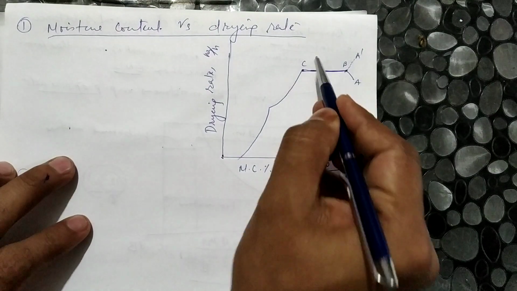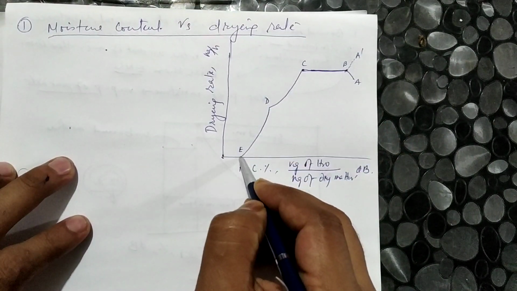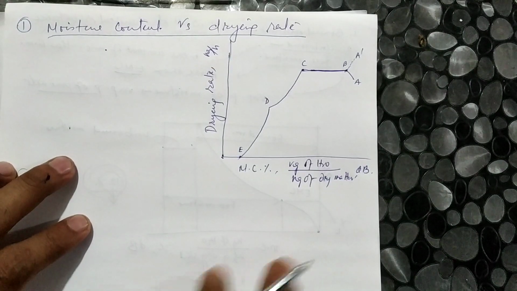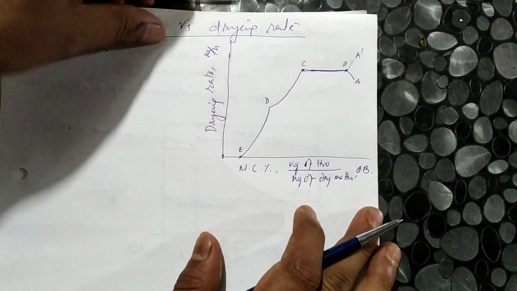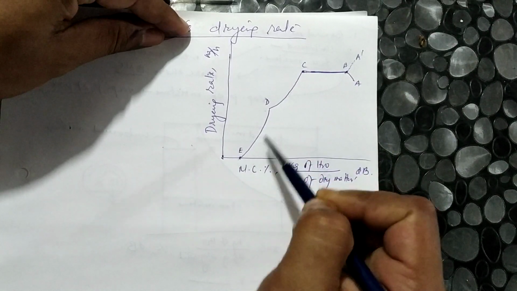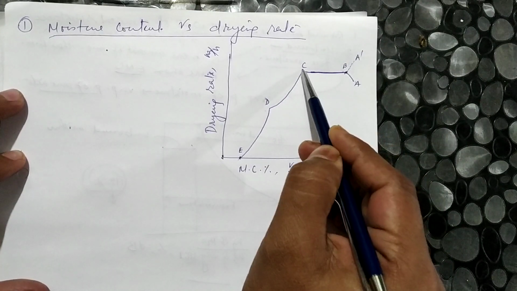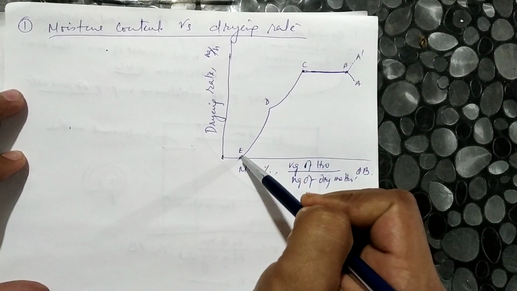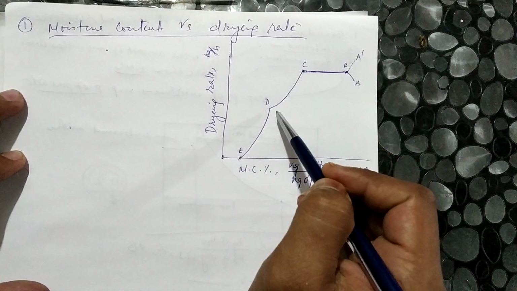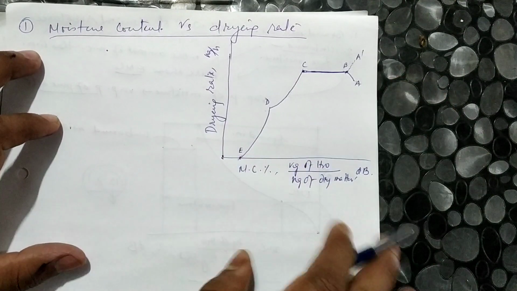This is C, this is your D, this is your E, also called equilibrium moisture content. Here A, B, B, C, C, D, D, E. Some crops show A, B, C and C, E. That is the same curve, but we'll discuss it later. D is another point that arises here.